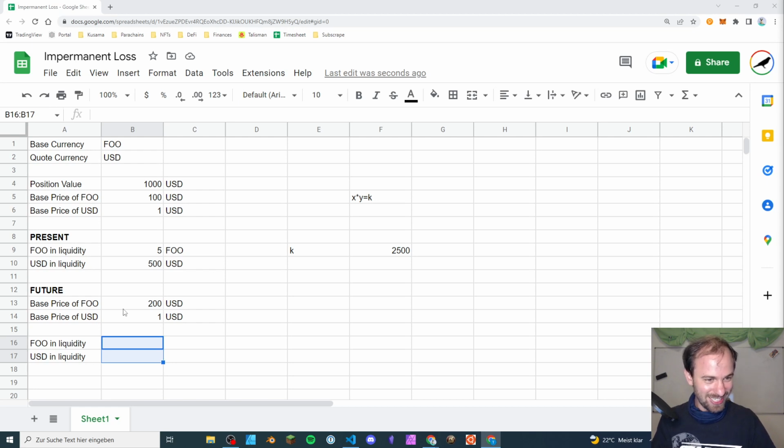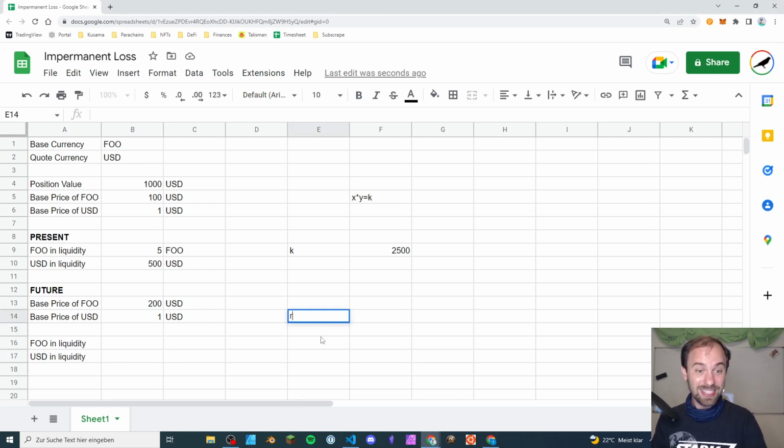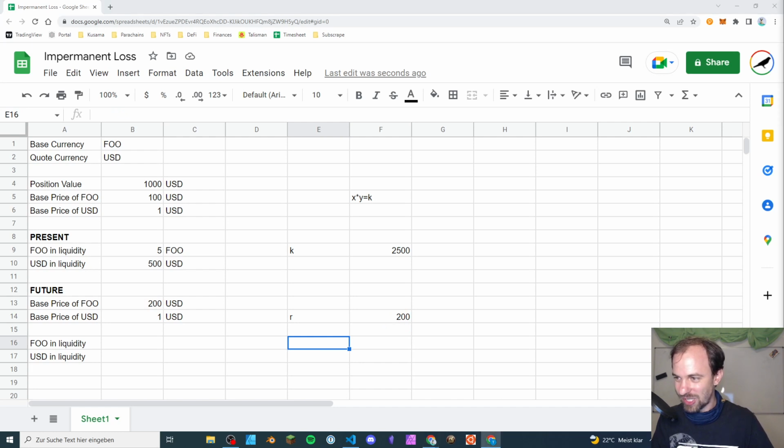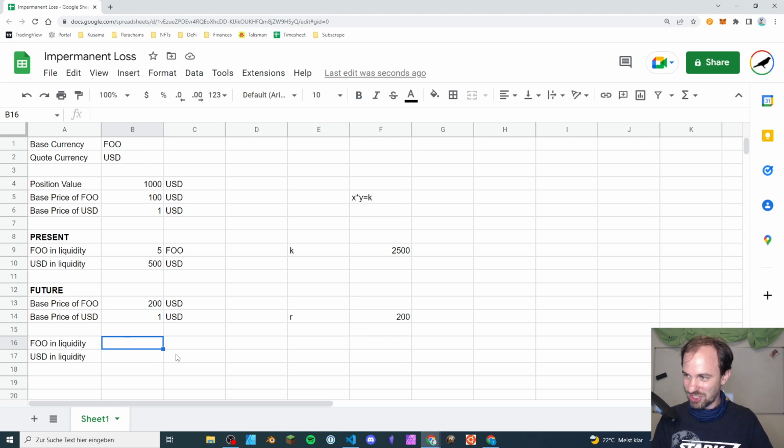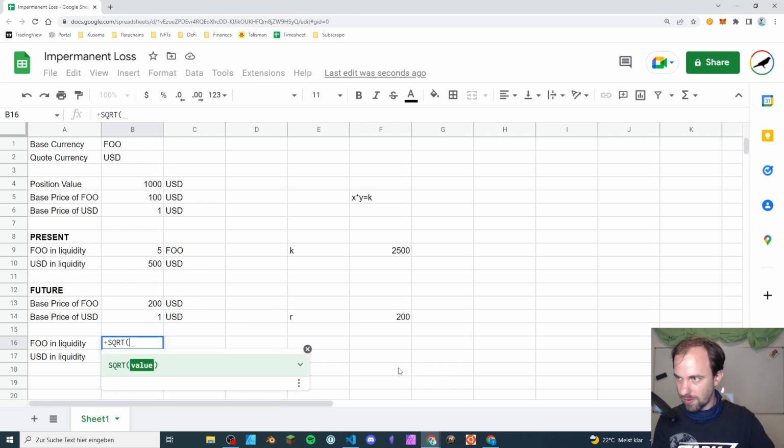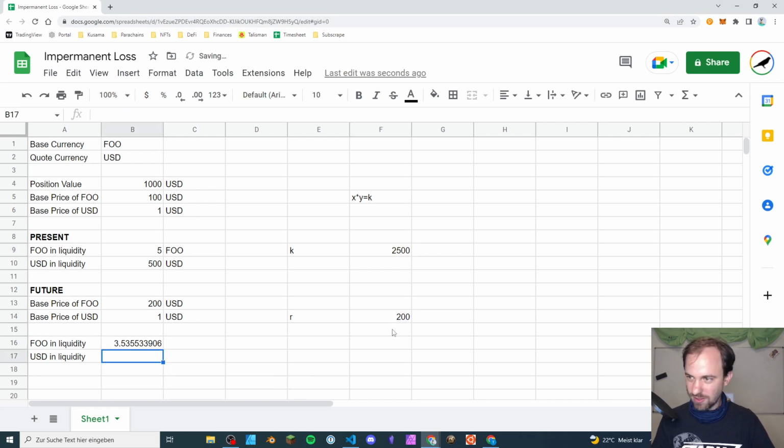To arrive at the result, what you're basically doing is calculating the ratio of the new tokens here. So this is the first token divided by the second token. This is the ratio that you have. And this ratio now helps us determine x2 and y2. I'm taking a look at my cheat sheet: we are taking the square root of k and we divide it by r. Check. Is it correct? It looks correct to me. So this is how many foo tokens there will be in the future.